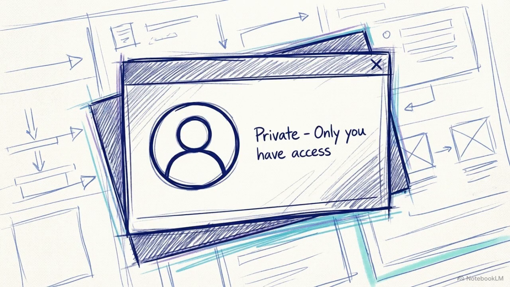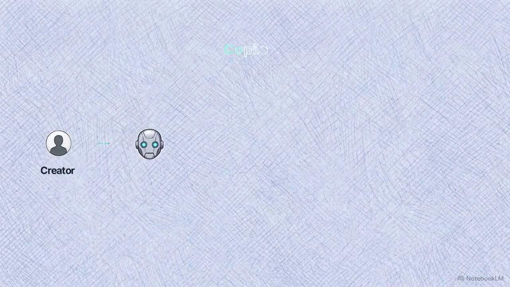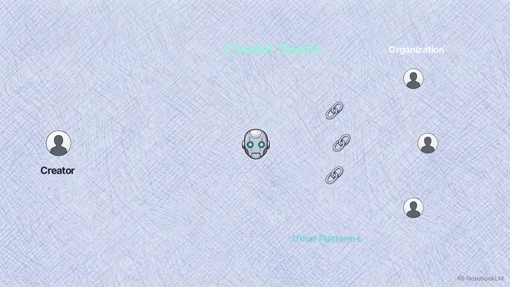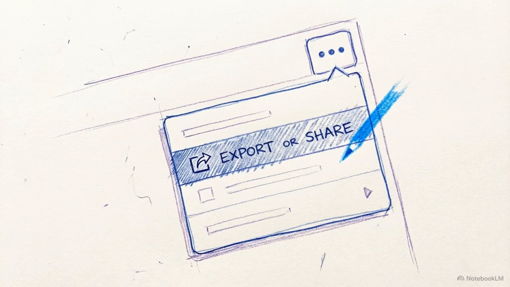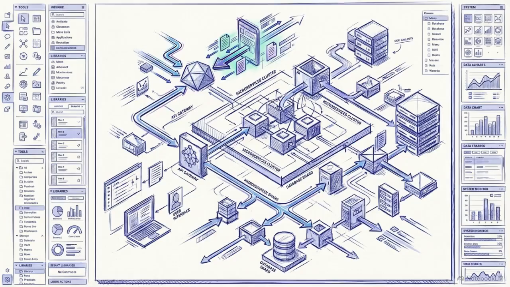Right now, this agent only exists for you inside the Microsoft 365 Copilot chat. To share it across your organization or on different platforms, you must transition the project into Copilot Studio. Click the More Options menu in the upper right corner and select the option to copy your agent to Copilot Studio. This moves all your knowledge sources and instructions into an advanced workspace.